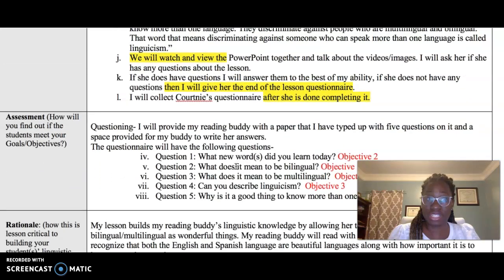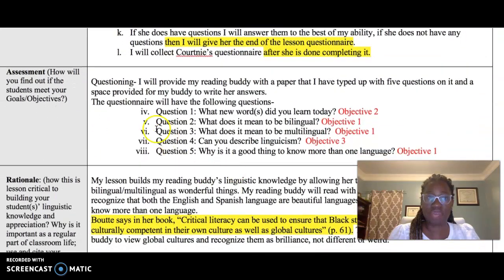That leads you to your assessment. Remember that your assessment always has to be aligned to your objectives. That might sound like common sense, but oftentimes I do not see that, so that's why I'm saying it several times. For example, she did an amazing job by giving me the questions in her questionnaire, and then she went as far as telling me what objective each is aligned to.